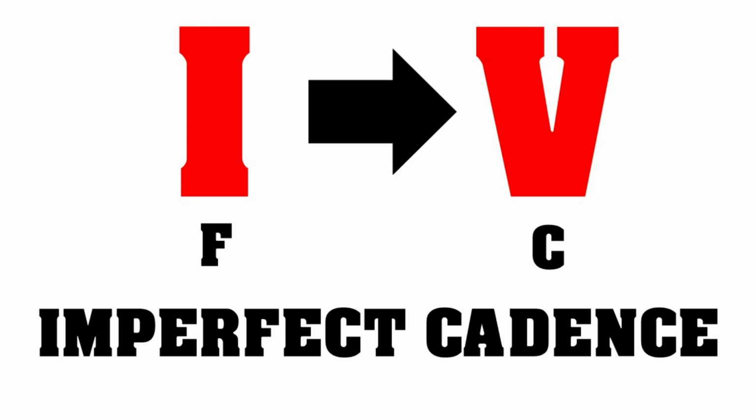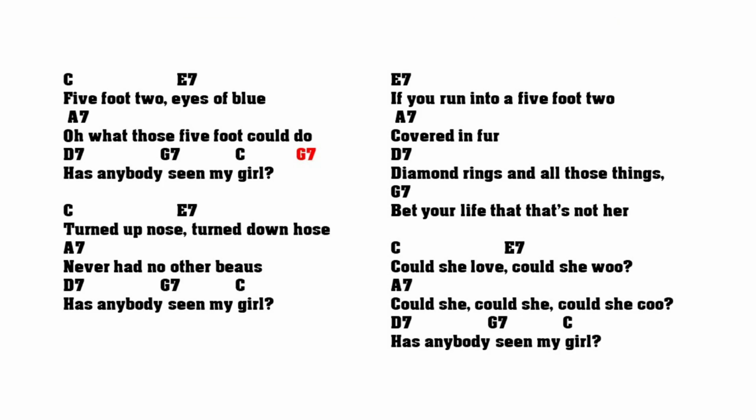For example, in the song that most ukulele players have encountered, 5'2", the 3 verses all end in a perfect cadence, except for verse 1, which goes back to chord 5 for its 8th bar, rather than staying on chord 1 like the other verses do. Verse 1 can be considered to have an imperfect cadence, whereas the others are perfect.